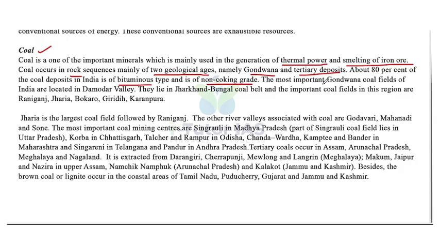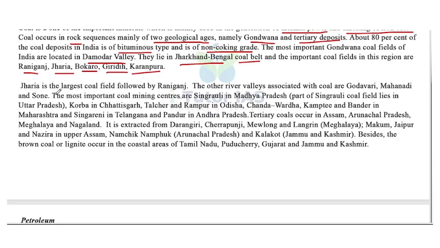The most important Gondwana coal fields of India are located in Damodar Valley. They lie in the Jharkhand, Bengal coal belt, and the important coalfields in this region are Raniganj, Jharia, Bokaro, Giridih, and Karanpura. Jharia is the largest coal field followed by Raniganj.